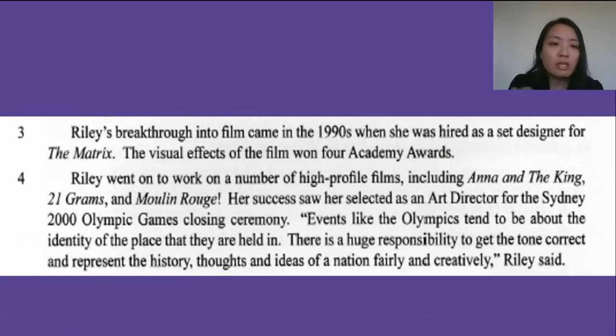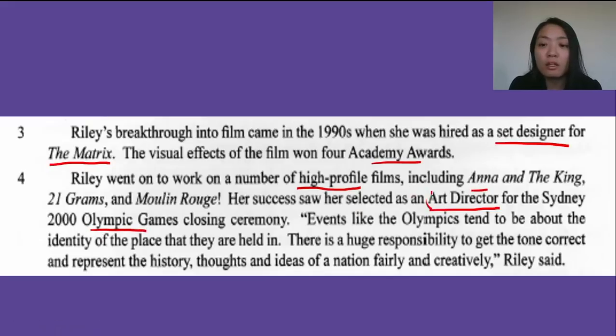Next, when you read, again as usual, underline to help you understand the text. So Riley's breakthrough into film came in the 1990s when she was hired as a set designer for The Matrix. Okay, so we find out that she was hired as a set designer, and the visual effects of the film won 4 Academy Awards. Then Riley went on to work on a number of high-profile films, including Anna and the King, 21 Grams, and Moulin Rouge. Her success saw her selected as the art director for the Sydney Olympic Games. So she became an art director as well.